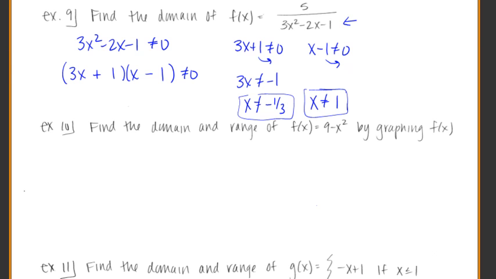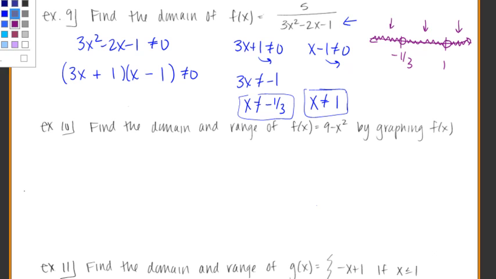If I draw that number line, so here's negative 1/3 and here's 1. So I'm going to do everything up to that, skip it, everything past that, stop at 1, but skip that and go past that. So I almost have 3 separate segments here. So let's describe those 3 segments in interval notation.